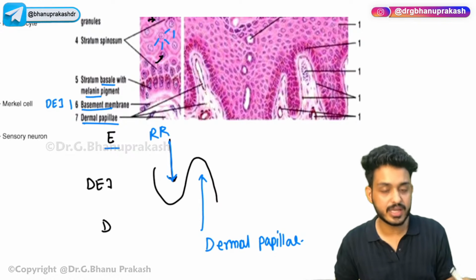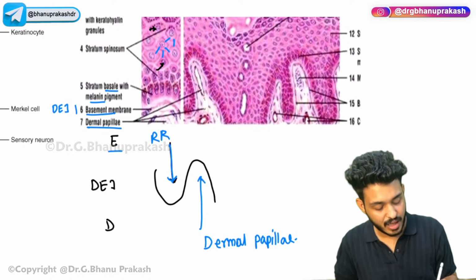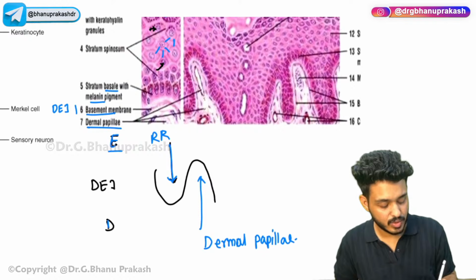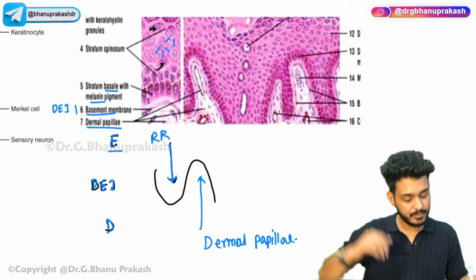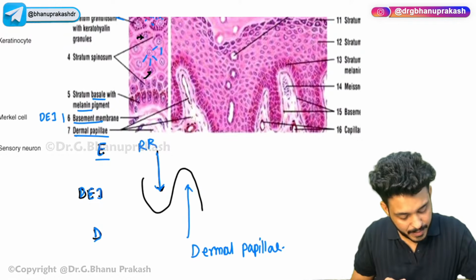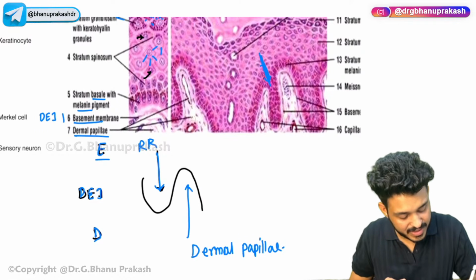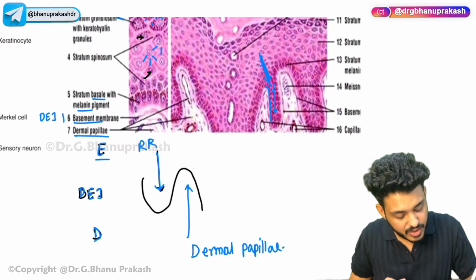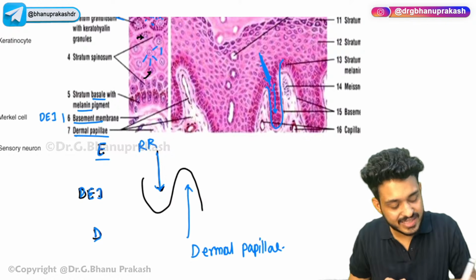Simple things, guys. Uppermost part is epidermis, lowermost is dermis, and between is the dermoepidermal junction. Look here, this is your epidermis, and it is trying to invaginate into dermis. So this is known as rete ridges.